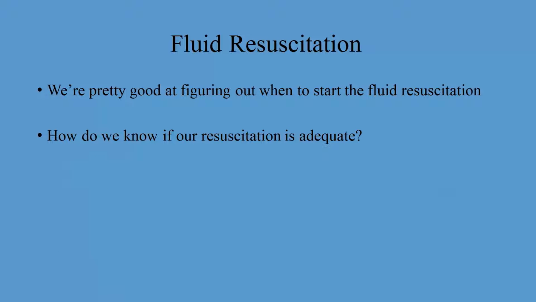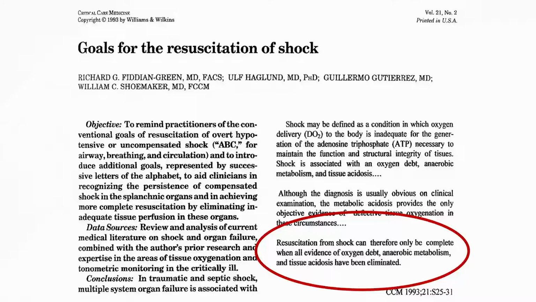So it's a lot on getting the fluid started. And we're really good at figuring out when to start the fluid resuscitation, but we're not so great at figuring out when to turn the spigot off and slow down the fluid resuscitation. For a long time, it was really down to evidence of oxygen debt. And this was from 1993, but for a good two and a half decades, this was considered really the basis of endpoints of resuscitation, that you've got to use data to show that you've eliminated the oxygen debt, stopped anaerobic metabolism, and reversed the tissue acidosis.